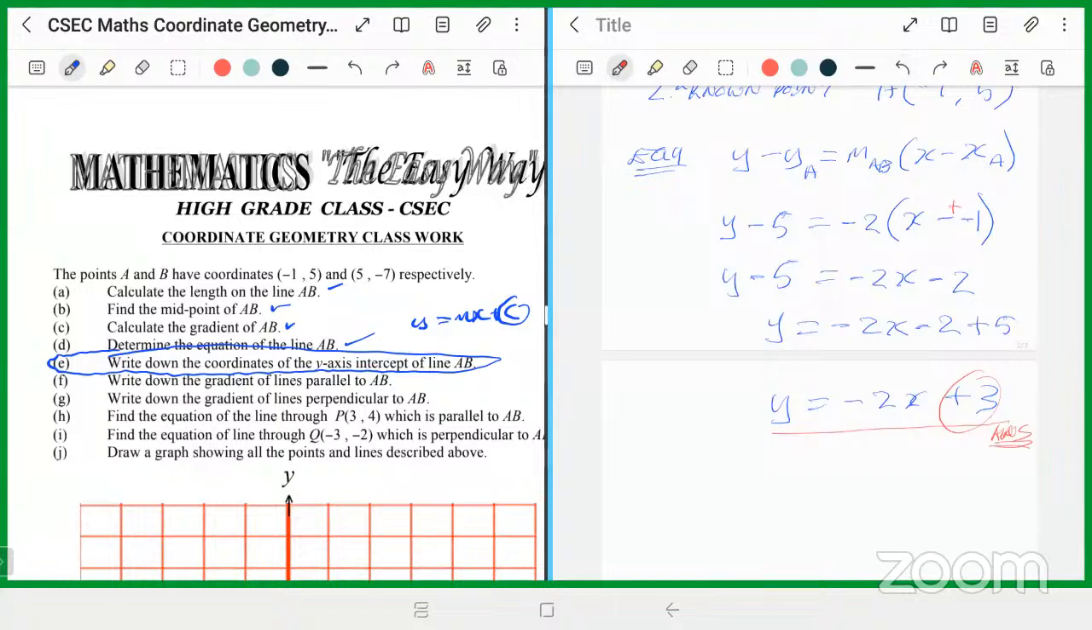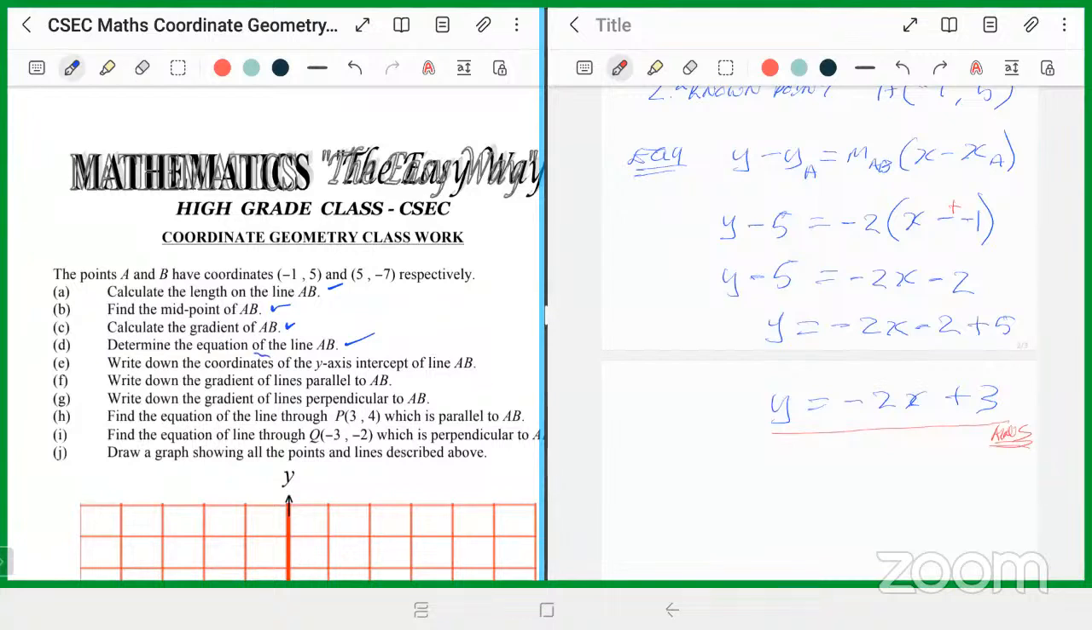Just that, the question asks us for coordinates. Look over here now. The question is asking us for coordinates, which is a plural word, meaning you have to give both coordinates, the x coordinate and the y coordinate. The x coordinate at a y-axis intercept is always 0 because it is a point on the y-axis, and on the y-axis, the x value will always be 0. And so we're going to answer part E.